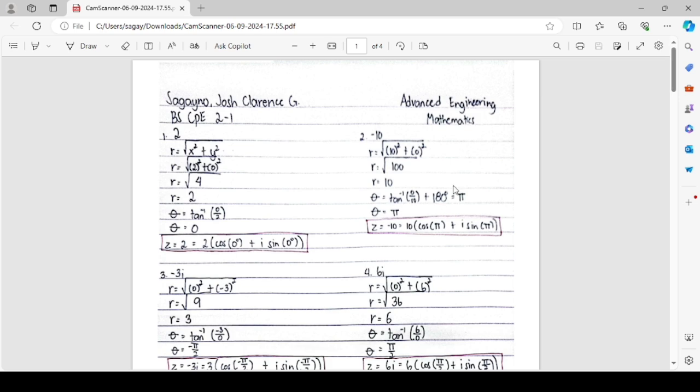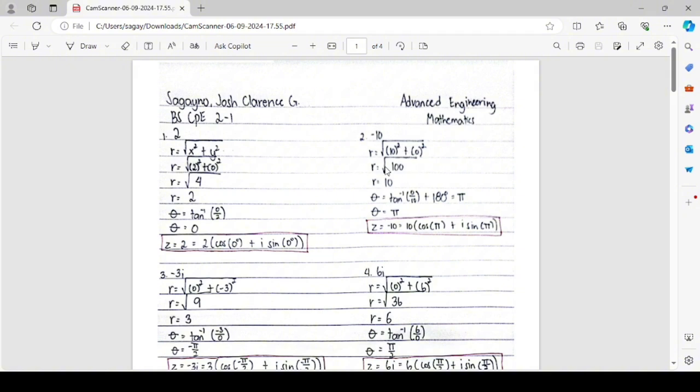Okay, then number 2. It's a bit blurred, but number 2 is almost the same as number 1, but it has a different given this time. The given is negative 10. So once again we substitute. So r equals the square root of 10 squared plus 0, because the y has no value again, 0 squared. So 10 squared is 100, the square root of 100 is 10.